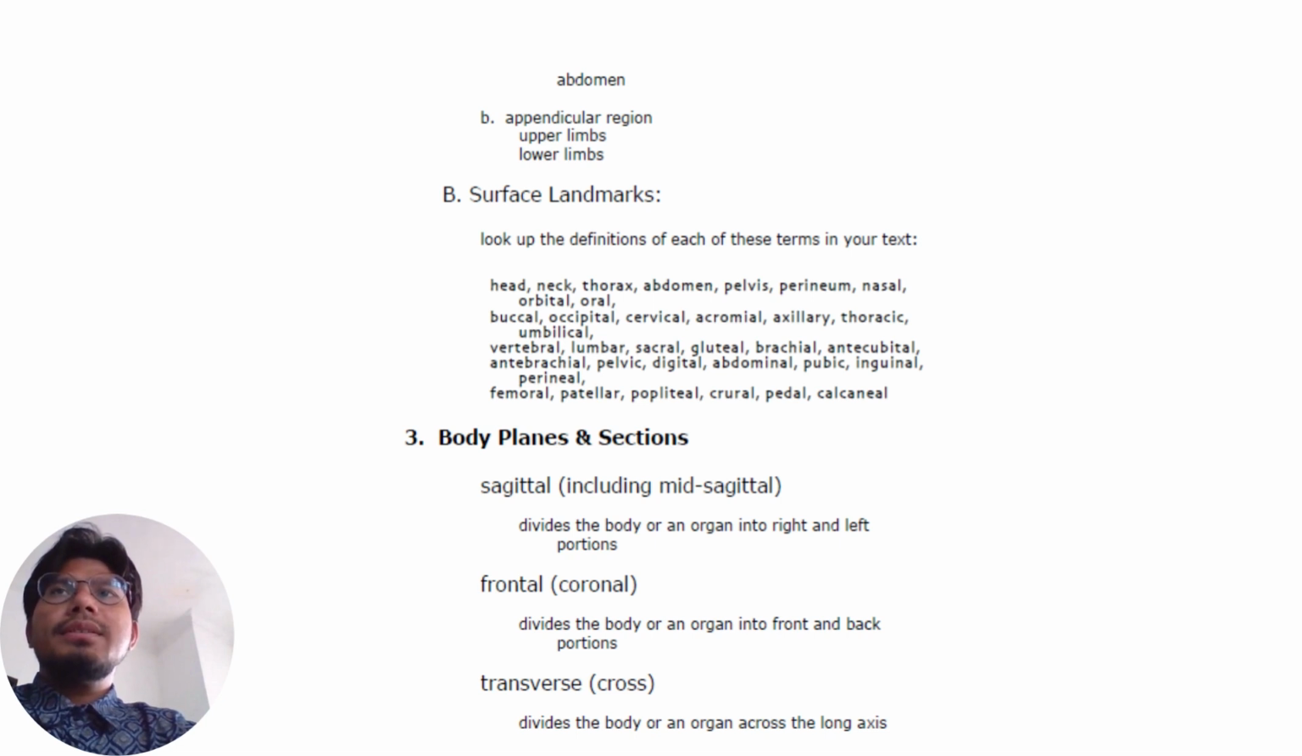And the third one is body planes and section. It can be divided into three: sagittal, frontal, and also transverse. Sagittal means we divide the body or organ into the right and left side. Okay, and frontal we divide the body or organ into front and back, while the last one, transverse, means cross. So we divide the body and organ across the long axis.